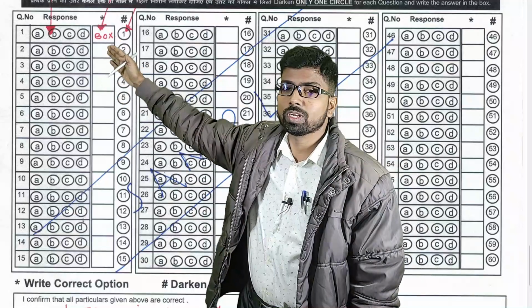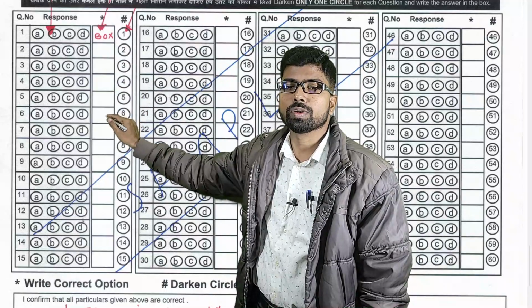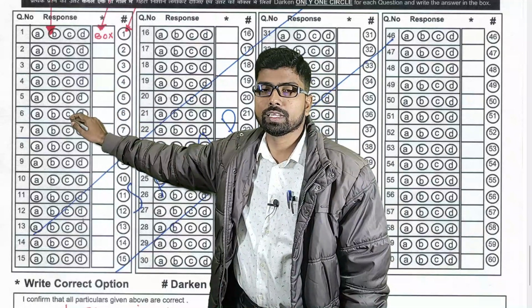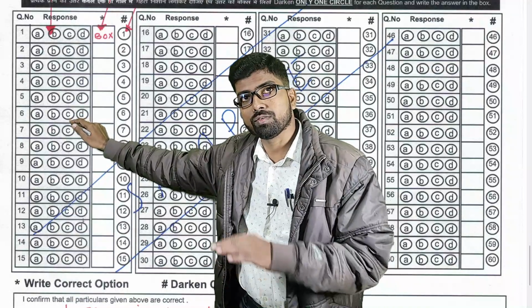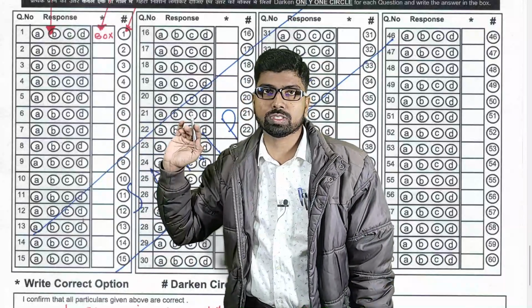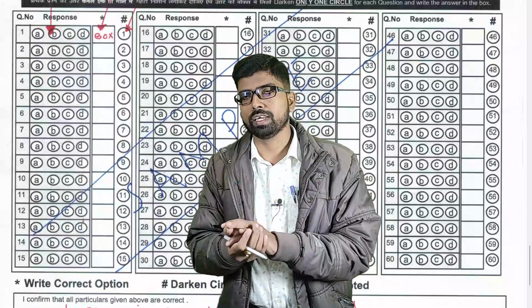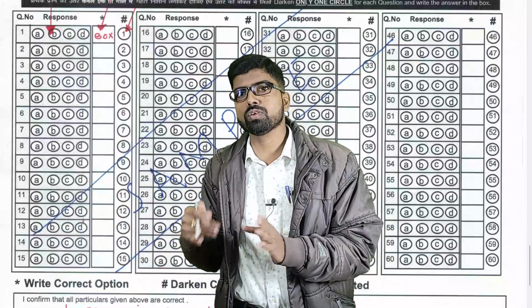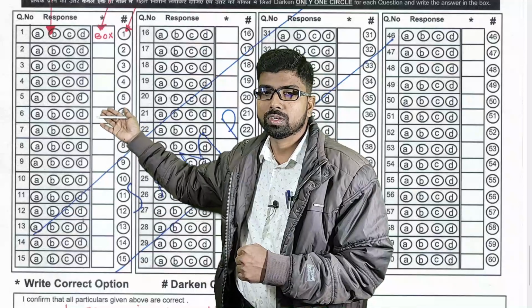For every question, one box is there. So in the box you will write the answer. Suppose here you darken C initially, and finally if you know C is the final answer and you are confident enough, then write C in the box. And if initially you encircled or bubbled C, and later after your calculation you think no, B is the right answer, then write B in this box.